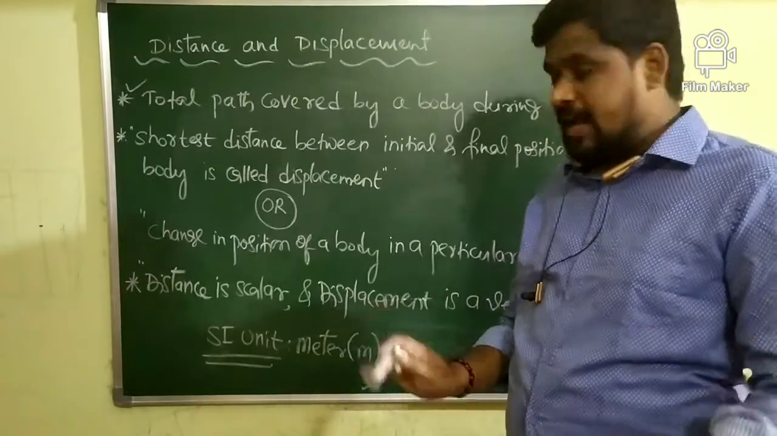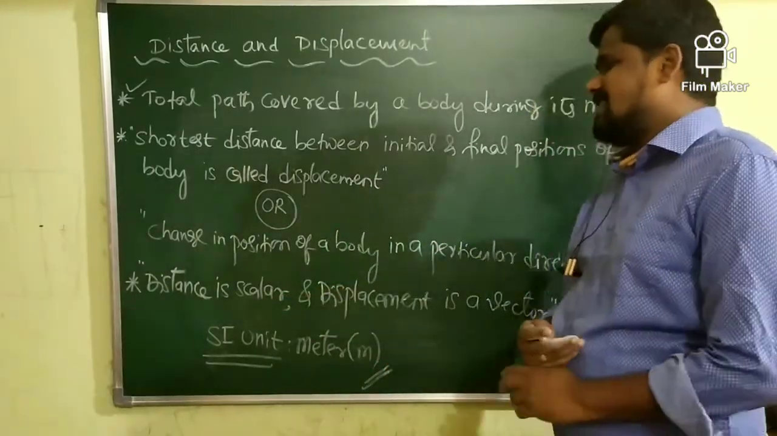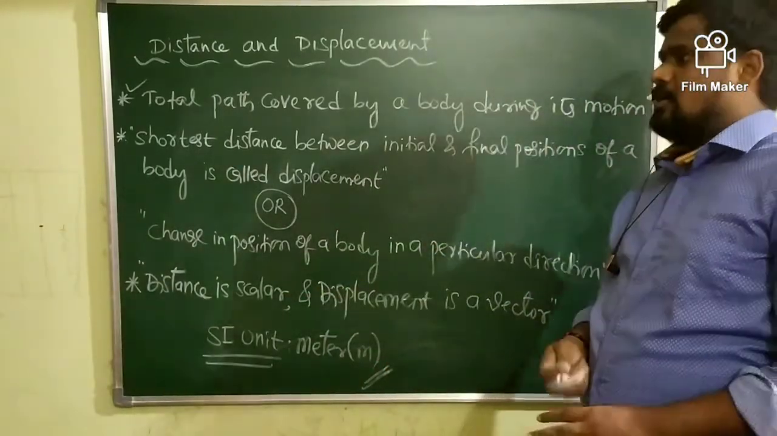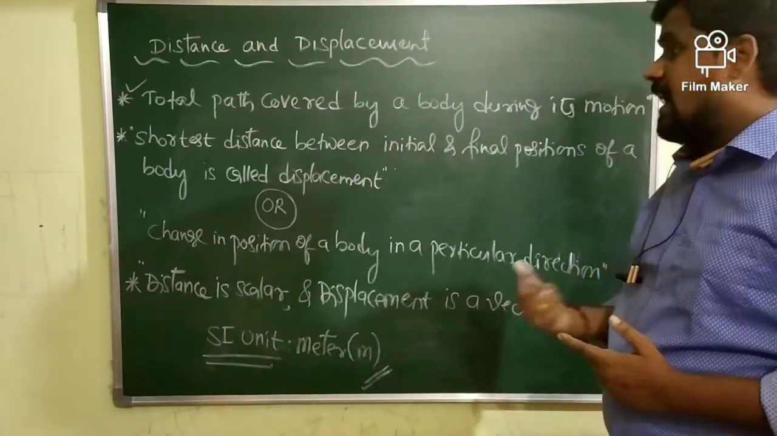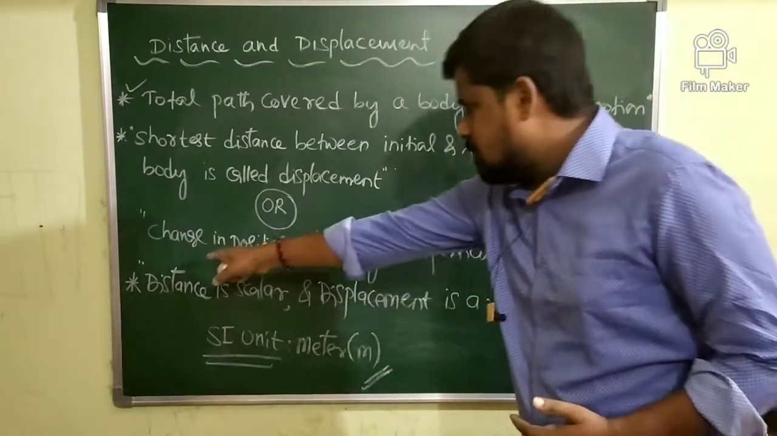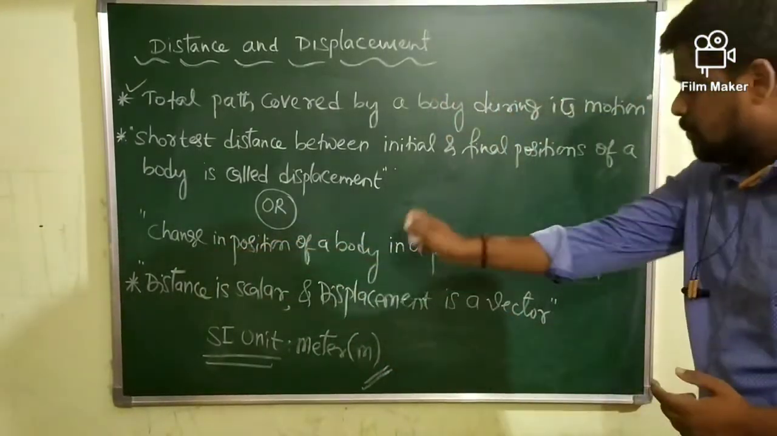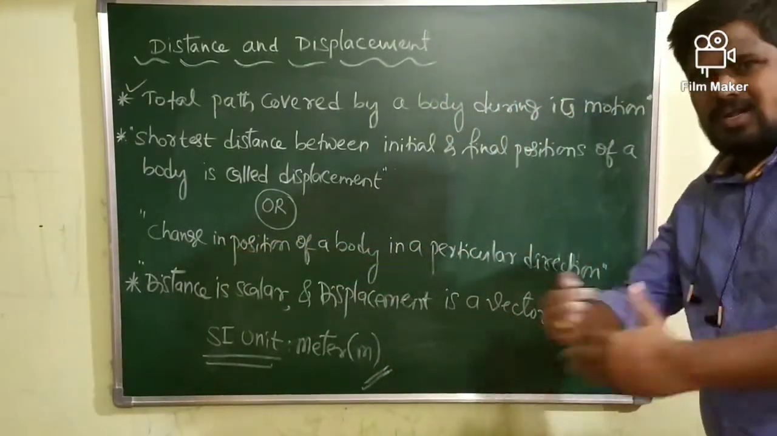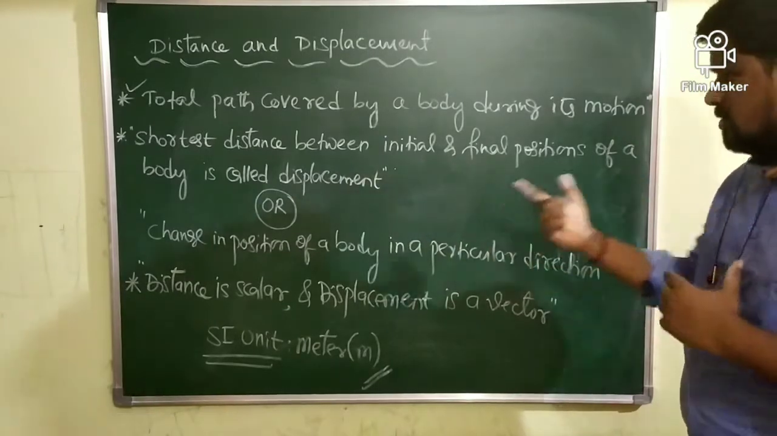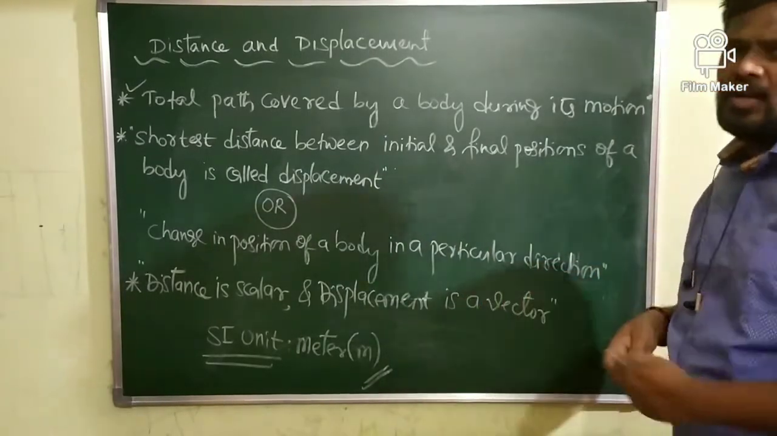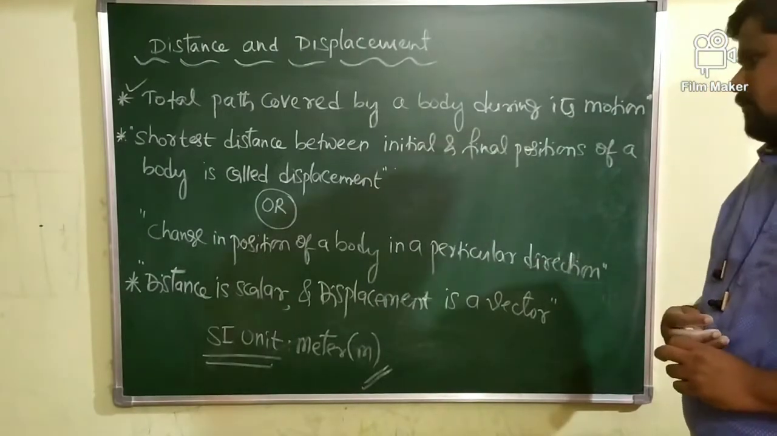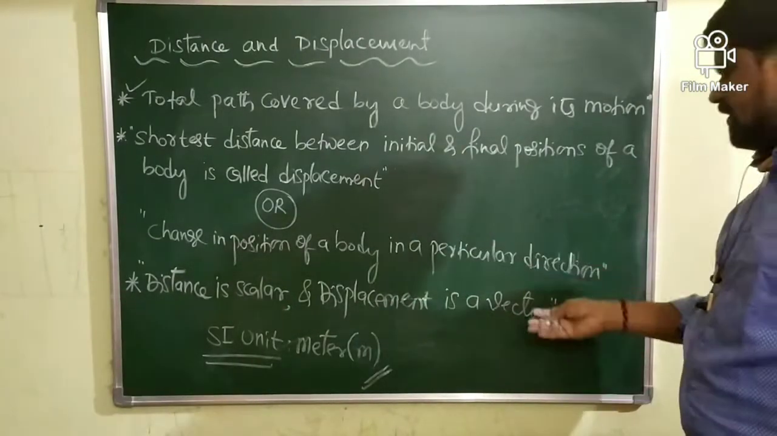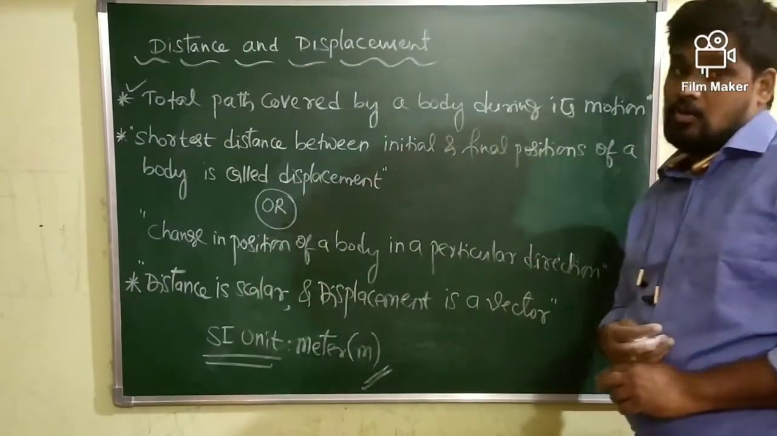We are not taking direction. That's why distance is a scalar. And while explaining displacement, we are taking direction into account, because displacement is a change in position of a body in a particular direction. That change in position of a body along one particular direction, we will call it a displacement. Therefore, displacement is a vector physical quantity.